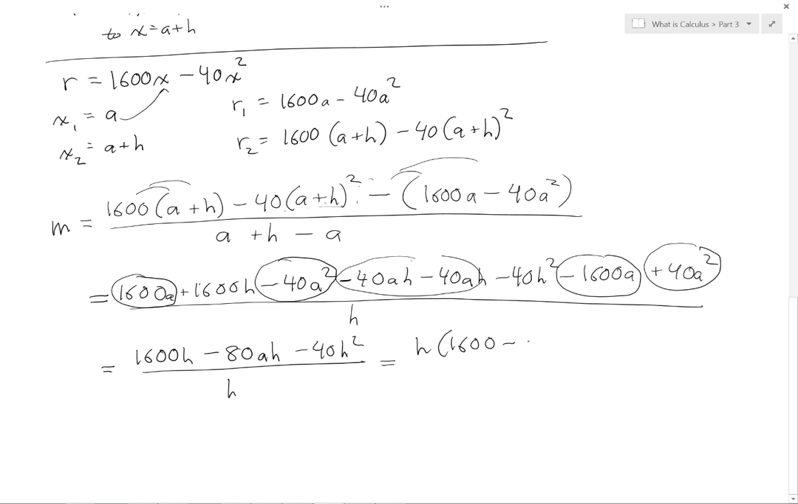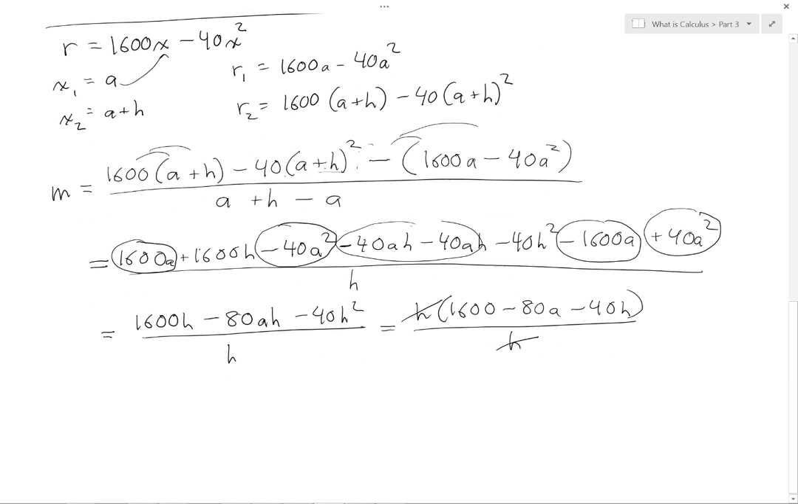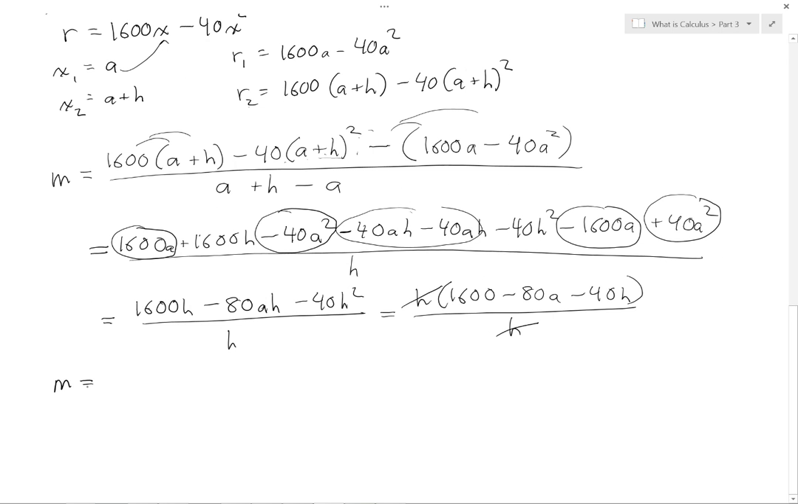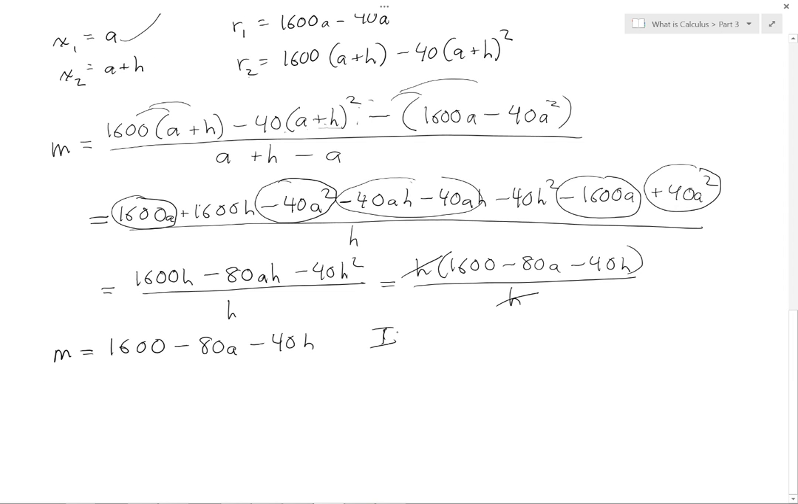It always looks rougher in the middle, but once you start reducing terms, now we can cancel out the h's, and so the slope is going to be 1600 minus 80a minus 40h. Okay, so remember, to find instantaneous slope, which was the instantaneous velocity before, the velocity is slope, the instantaneous slope, that requires h equal to 0. So let's go ahead and do that.